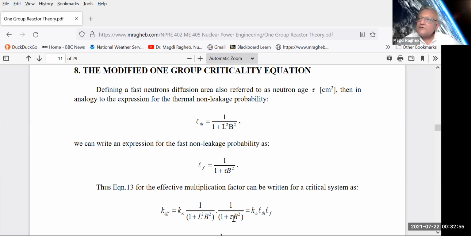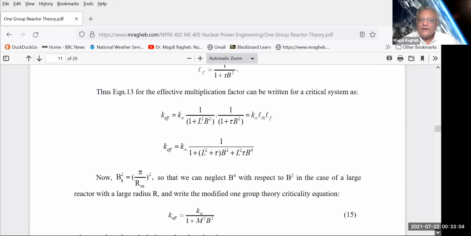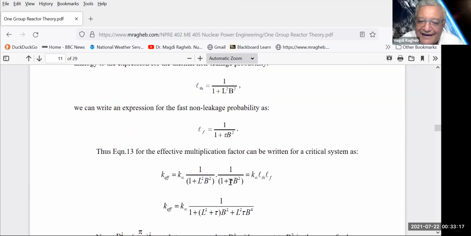And interestingly enough, that tau here is called the Fermi factor, and Fermi made a mistake. He thought that it has dimensions of time, so he called it the tau factor, or the Fermi age factor. Notice the word age, he thought it was time. The tau stuck to it, but it is really the L squared for the fast neutrons.